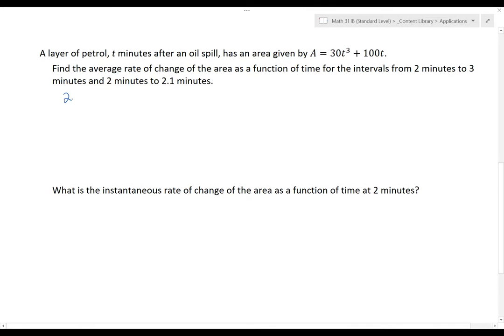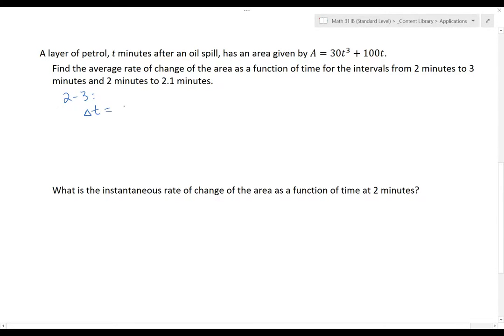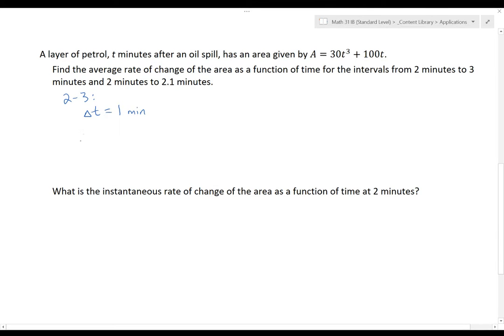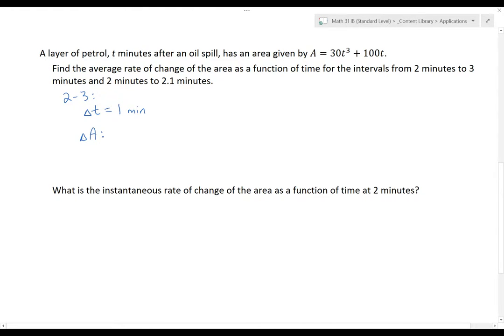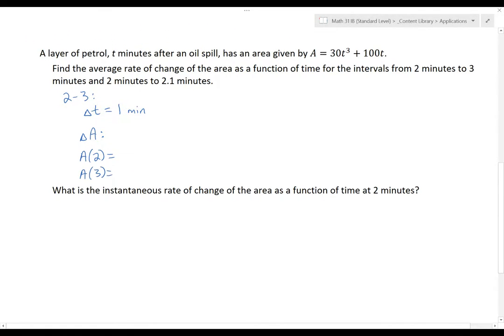So let's go with the 2 to 3 minutes first. Obviously, between 2 and 3 minutes, delta t is equal to 1 minute. I am also going to need delta area. So for the change in area, I need the area at 2 minutes, and I need the area at 3 minutes. So substituting in t equals 2, we've got 30 times 2 cubed plus 100 times 2, and we get 440.